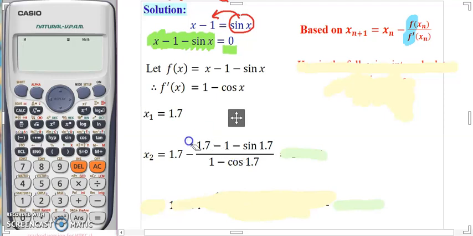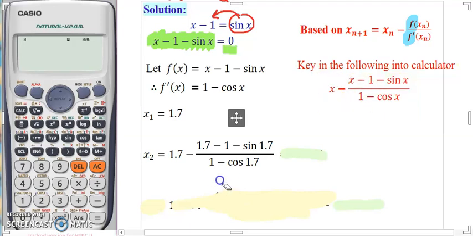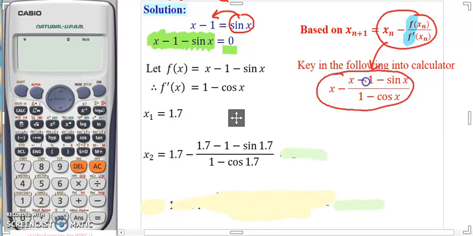Before you press all this 1.7 and so on into your calculator to get the answer, please take note. Today we're going to learn a calculator skill that makes this process of calculation faster than what you usually do. What you need to do now is key the following function into your calculator, which corresponds to xn minus f(xn) over f prime(xn). It's just that we neglect the n in our writing here. So this is the function that I want to key into the calculator.